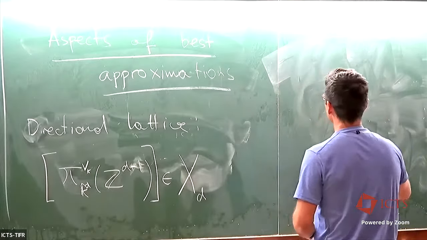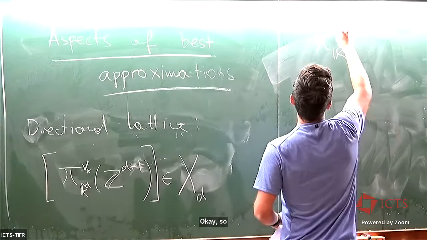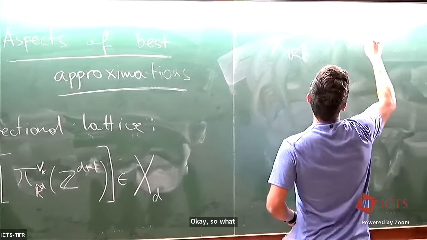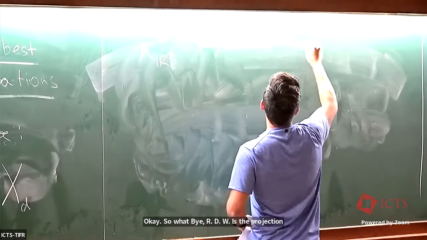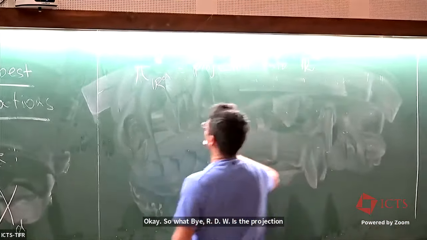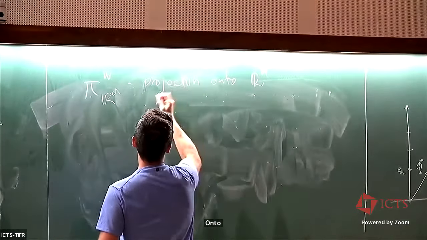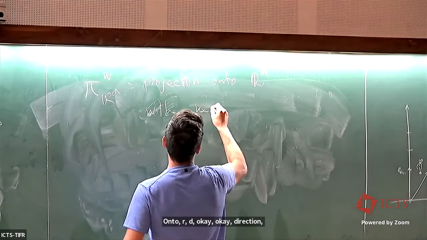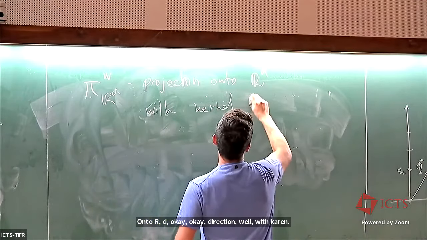Okay, so pi_{R^d, W} is the projection onto R^d in the direction with kernel W, or RW.